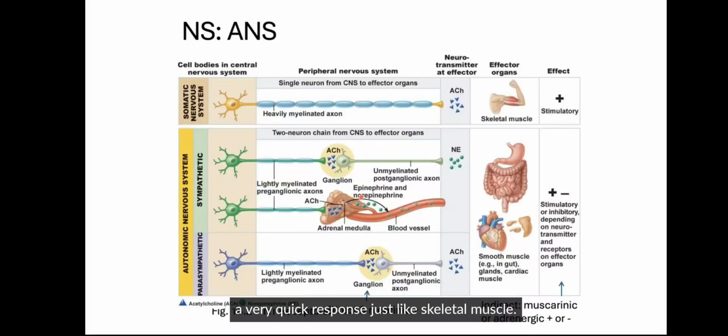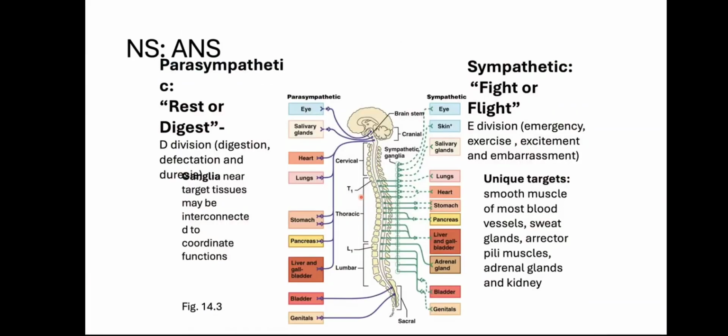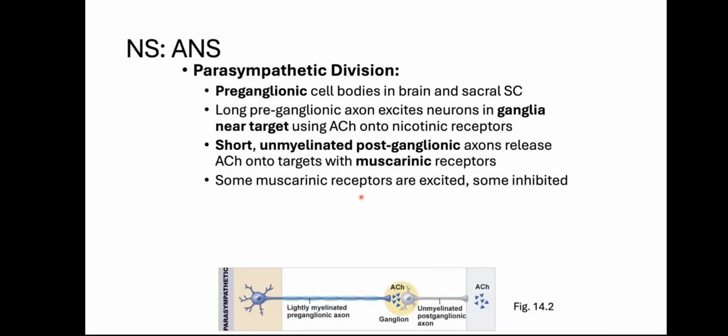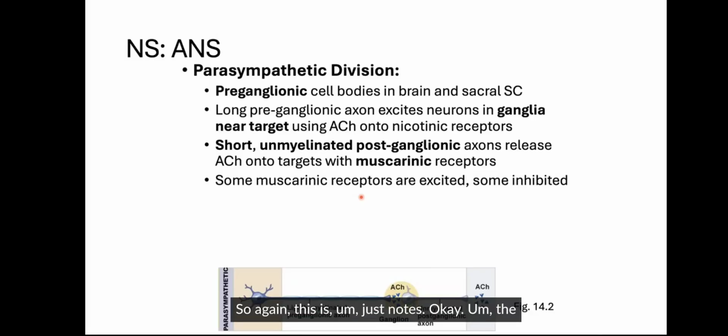It's a very quick response, just like skeletal muscle. So again, this is just notes, okay? The indirect mechanism for acetylcholine is through muscarinic receptors. The direct acting is nicotinic, okay? And they're both called cholinergic receptors for acetylcholine, okay?